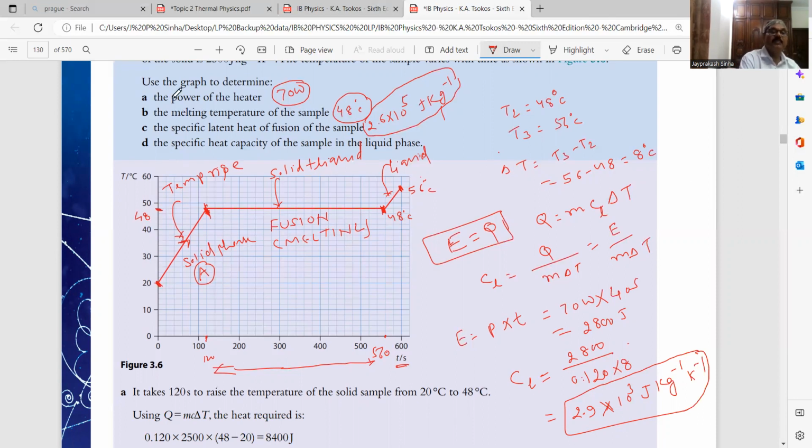So now we have solved all the parts A, B, C, D, which were based on the thermal properties, specific heat capacity, latent heat, and specific latent heat of fusion.